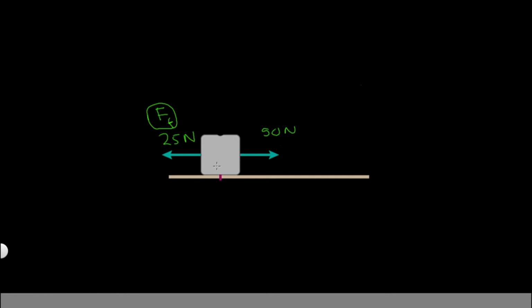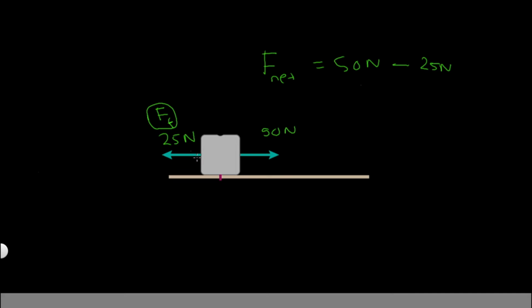In order to find that, we can do this. The net force is equal to 50 newtons minus 25 newtons. So why did I take a minus here? Why did I subtract 25 from 50? Now I did that because 25 newtons is acting in the exact opposite direction of the 50 newtons.